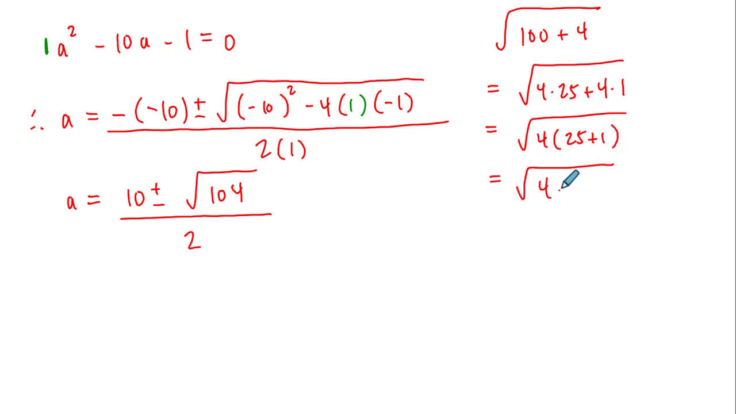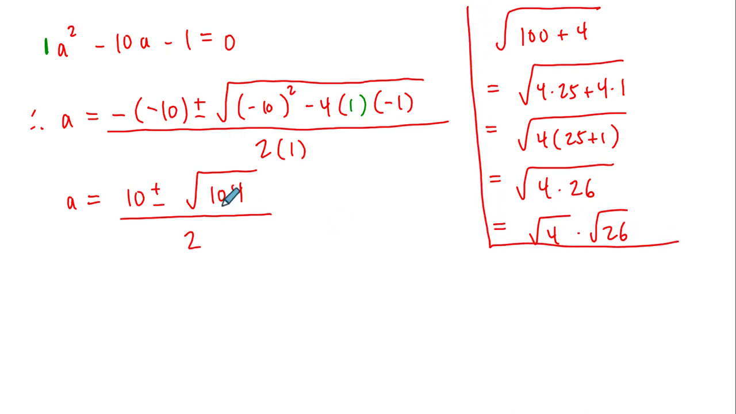under the square root, 4 times 26. In other words, 104 is 4 times 26. And then I can make this the square root of 4 times the square root of 26. So from all of that, I can rewrite the radical as 2 times the square root of 26. And all of that is divided by 2.